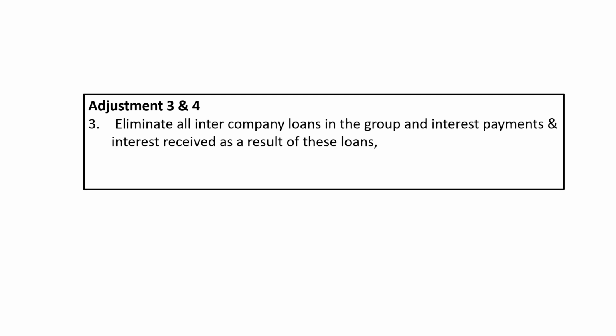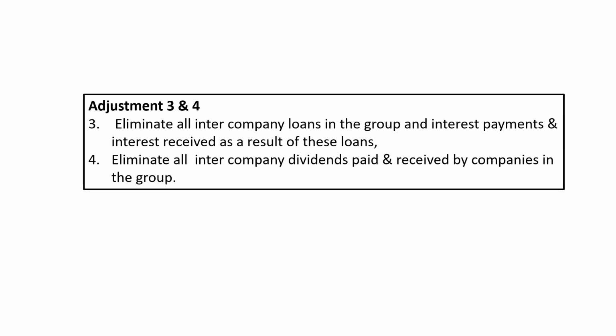We'll now look at adjustments 3 and 4. Adjustment 3 is about eliminating all intercompany loans in the group and interest payment and interest received as a result of these loans. Adjustment 4 is eliminating all intercompany dividends paid and received by companies in the group.